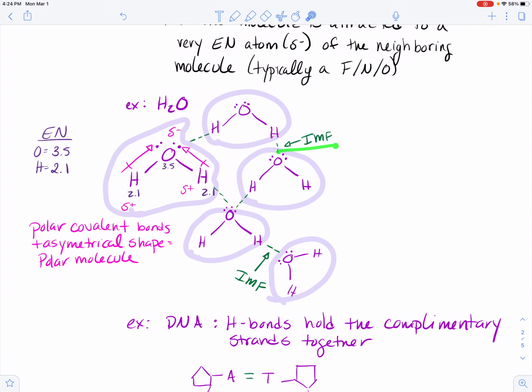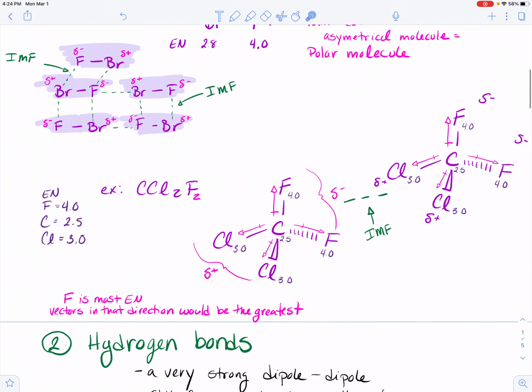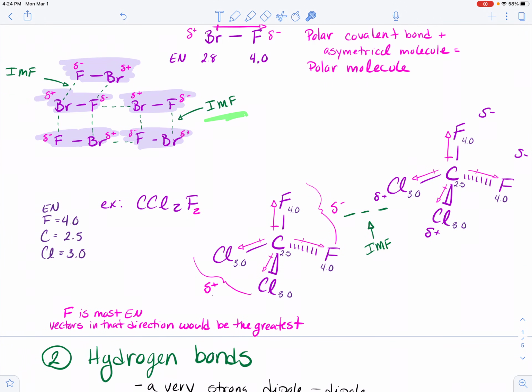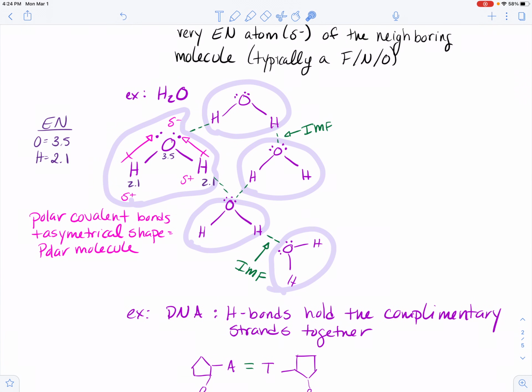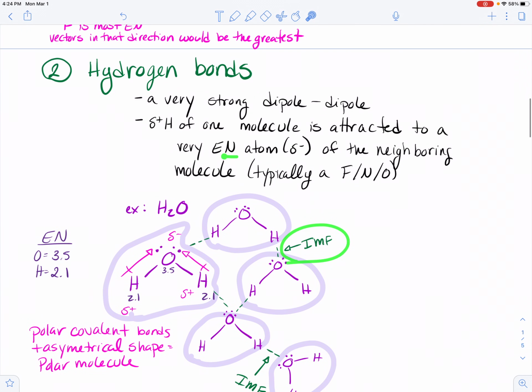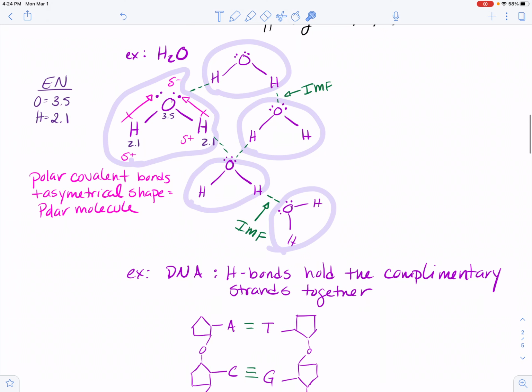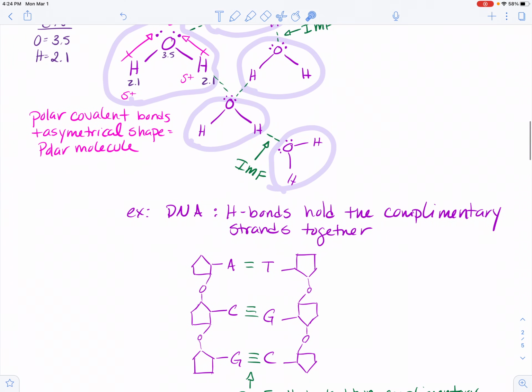And these ones are slightly stronger than a standard dipole-dipole. And that just has to do with the level of electronegativity between this side and these, right? So the difference in numbers just tends to be greater when you're dealing with these really electronegative atoms and hydrogen. So again, hydrogen bonds. A really nice example of this in biology is DNA.